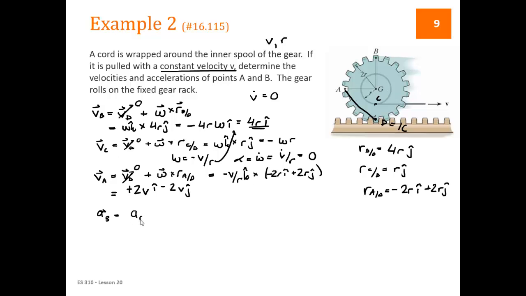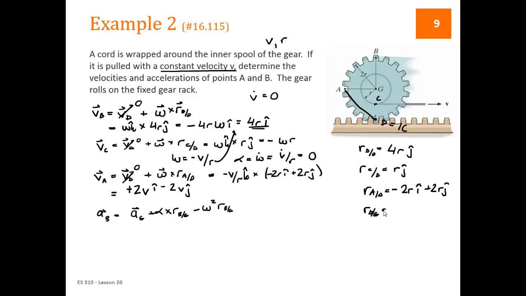There's no point in using point D for accelerations because there's nothing special about point D in terms of accelerations. It's got a zero velocity, but not necessarily a zero acceleration. The acceleration G, however, we will know something about, which we'll get to in a second. So, acceleration B equals acceleration G plus alpha crossed with RBG minus omega squared RBG.